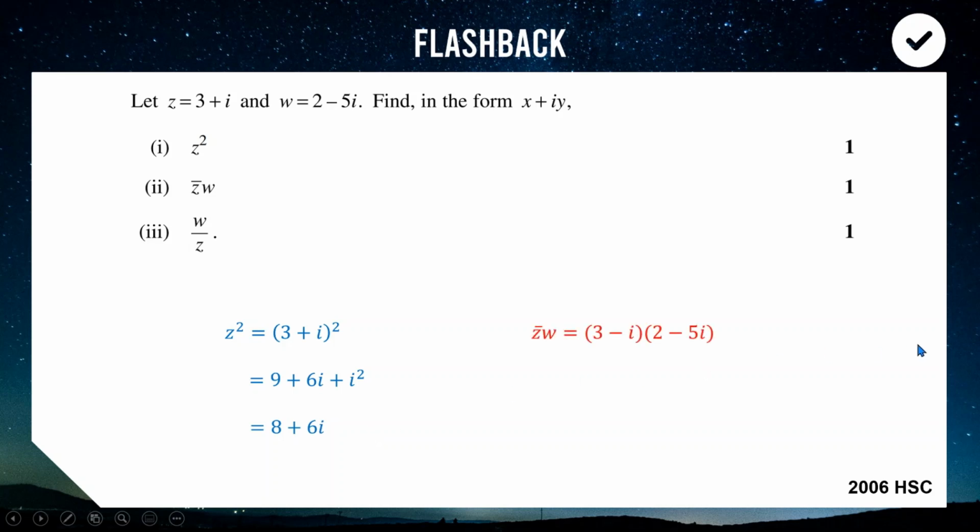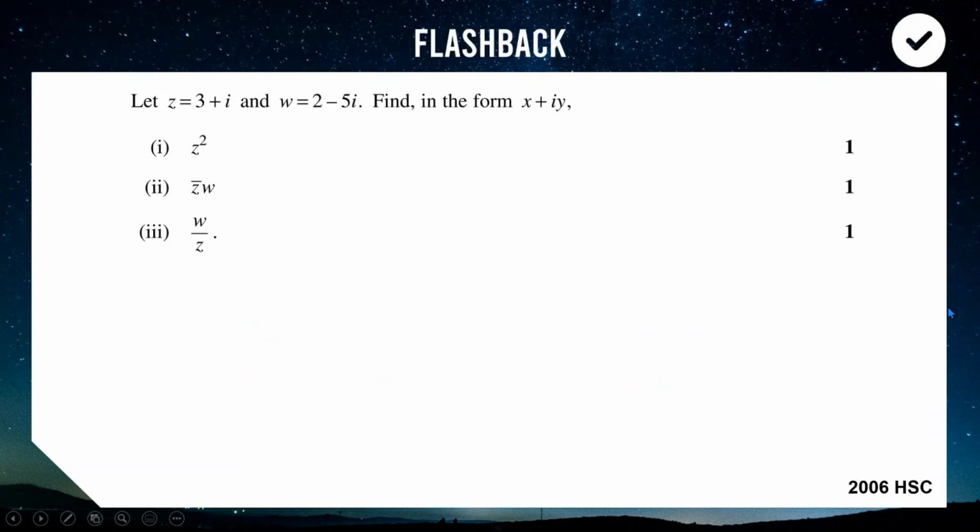Okay, for part 2, we're doing the conjugate of z multiplied by w. So for z conjugate, we take the imaginary part and we change the sign. And now we do a binomial expansion. So we get 6 minus 15i, multiplying the 3, and then we get minus 2i, and then we get plus 5i squared. Okay, 2 negatives make a positive, and we have 5i squared. 5i squared is of course minus 5, so we have 6 minus 5 is 1, and minus 15i, take away 2i, is minus 17i.